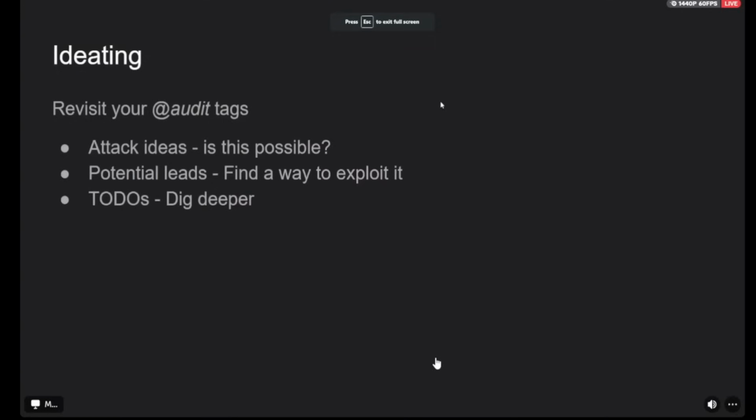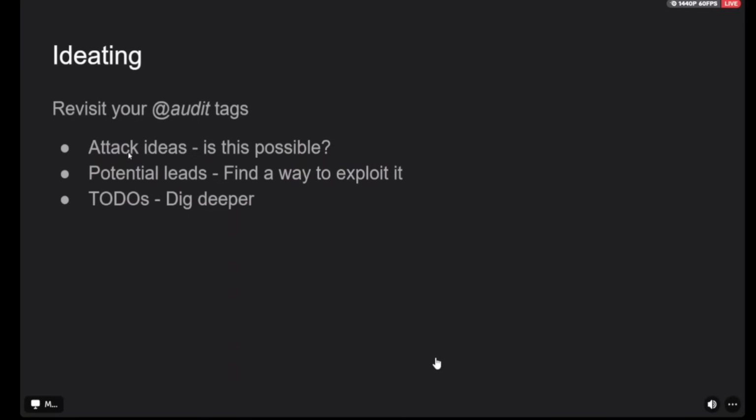Now is the even more fun part. This is ideating. There is really no fixed methodology to do this part of your audit. It's just what comes to your mind you look at, and what doesn't come to your mind you don't look at, I guess. But the first thing I would usually do is revisit all my audit tags to see what I need to do.